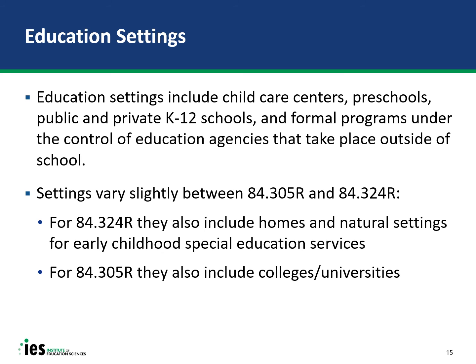Research must be relevant to education in the U.S. and address factors under the control of U.S. education systems. So research should occur in settings where education is provided. For both competitions, these include child care centers, preschools, public and private K-12 schools, and formal programs under the control of education agencies that take place outside of school, such as after-school, distance learning, or online programs. For 84.324R, they also include homes and natural settings for early childhood special education services, and for 84.305R, they also include colleges and universities. IES does not support research that occurs in informal contexts outside of education systems and outside the control of education agencies.